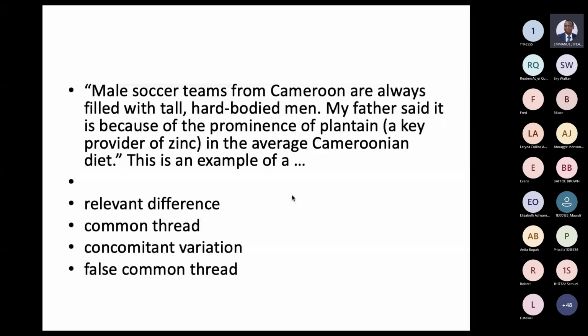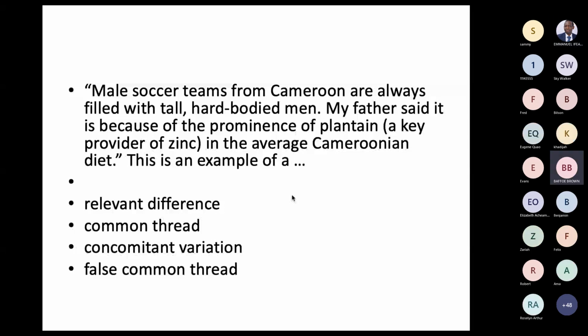Male soccer teams from Cameroon are always filled with tall, hard-bodied men. My father said it's because of the prominence of plantain, a key provider of zinc in the average Cameroonian diet. This is an example of a... Someone raised his hand, but you don't have a name. So can you answer the question? Yeah, Brown, go ahead.